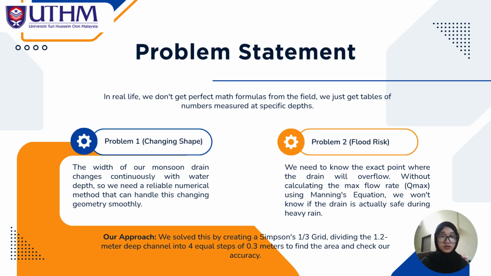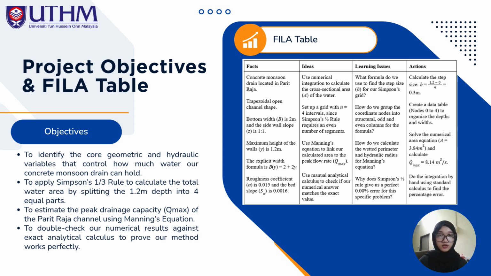To solve this, our group set up a Simpson's 1/3 grid, dividing the 1.2 meter deep channel into 4 equal steps of 0.3 meters each. This allowed us to compute the capacity numerically and run an analytical check to prove our accuracy. On this slide, I've combined our project objectives and our FILA table framework. Looking at our core objectives, we aim to identify the hydraulic variables of the drain, apply Simpson's 1/3 rule across 4 equal intervals to find the water area, estimate the peak flow capacity using Manning's equation, and double-check our work against exact calculus to prove our method works.